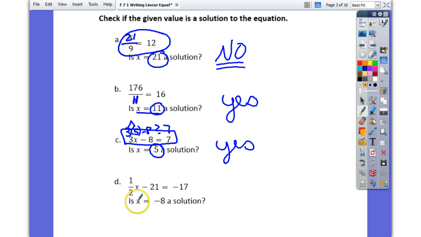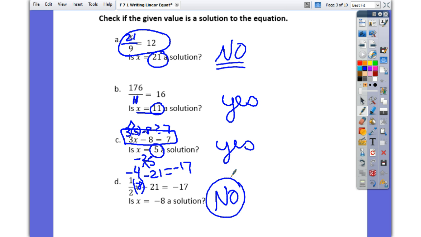How about here? If I would have gotten a negative 8. 1/2 times negative 8 is negative 4. So what's negative 4 minus 21? What do I get there? I would get negative 25. So does that equal a negative 17? No. That one was not a solution. You'd have to go back and fix it. All right, next page.